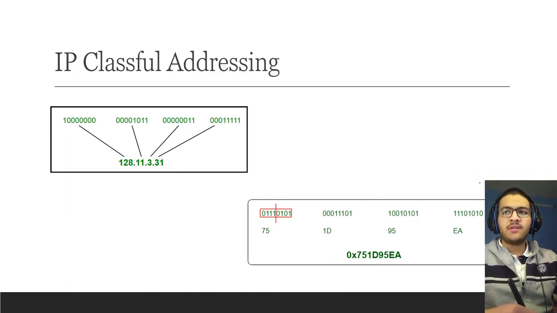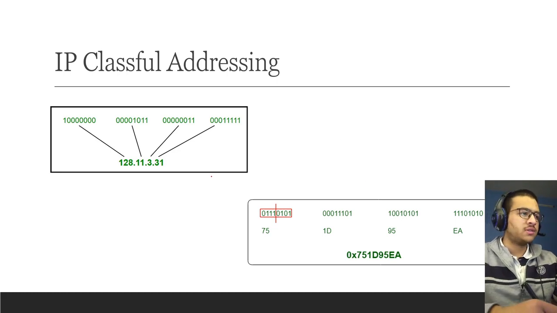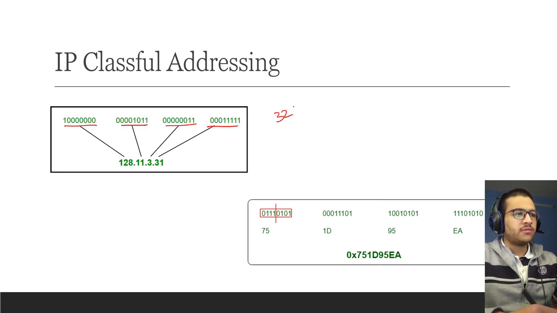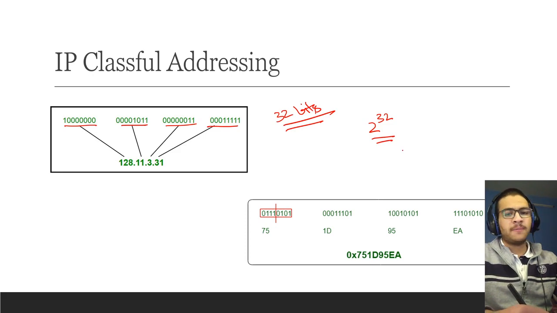An IP address is an address having information about how to reach specific hosts, especially outside the LAN. An IP address is of 32 bits. Like you can see right here, these are 8 bits, these are 8 bits, these are 8 bits, and these are 8 bits. So this makes a total of 32 bits. So the space given to this will be 2 raised to 32, which is quite large.